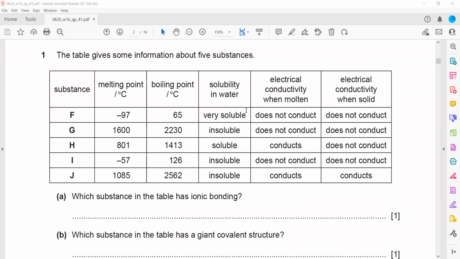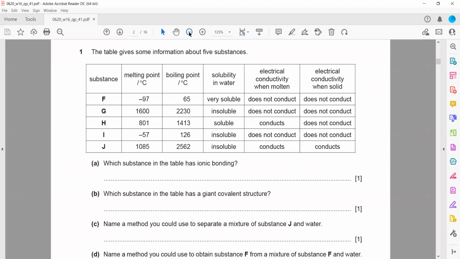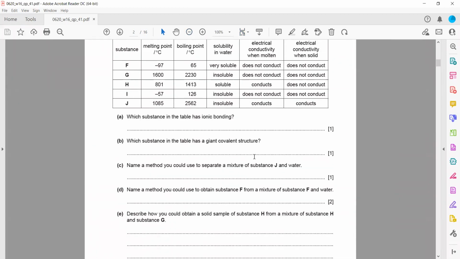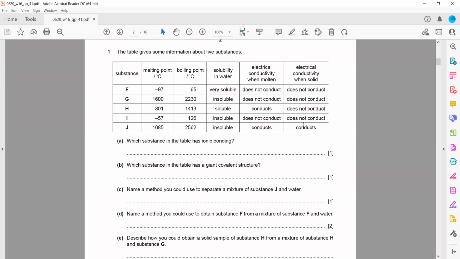Ionic bonding. So which substance is having ionic bonding? How can we identify ionic bonding? What are the characteristics of an ionic bond? It should have a high melting point, high boiling point. It should be soluble in water. It does not conduct electricity in solid. It can conduct electricity in molten.